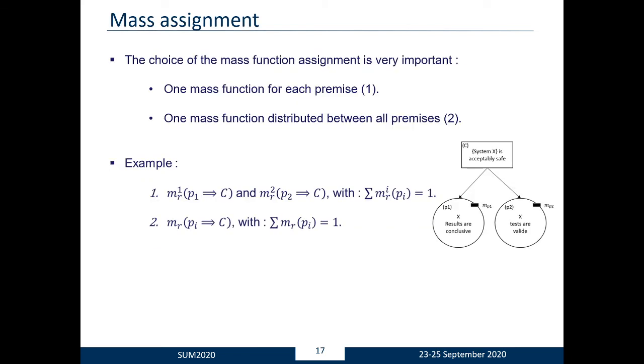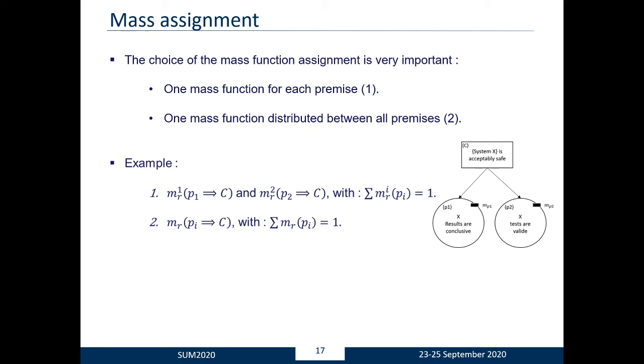Now we are going to talk about the choice of the mass assignment. This choice is very important because it has a huge impact on the final result. We have 2 ways to assign masses. The first is to assign one mass function for each premise, and the second is to assign one function between all the premises.